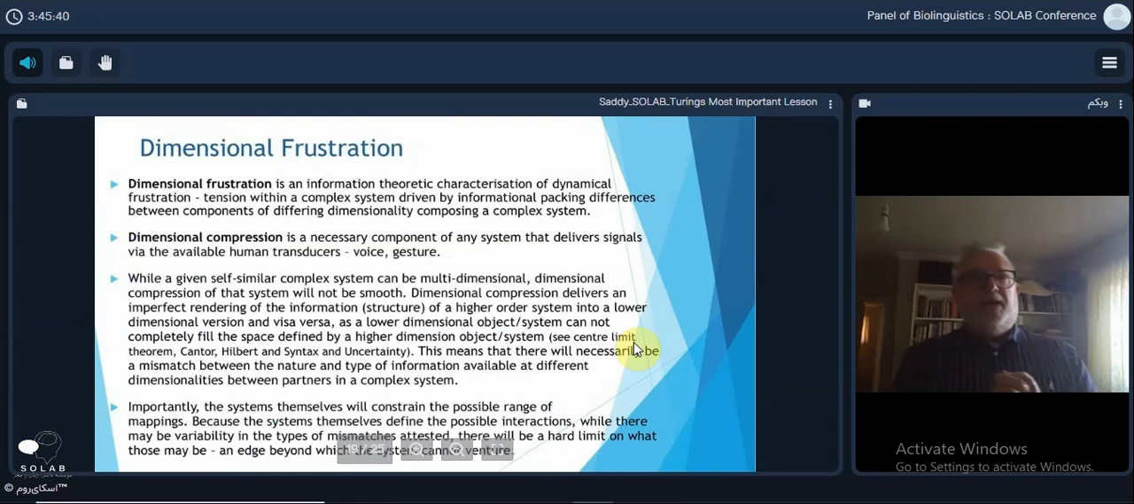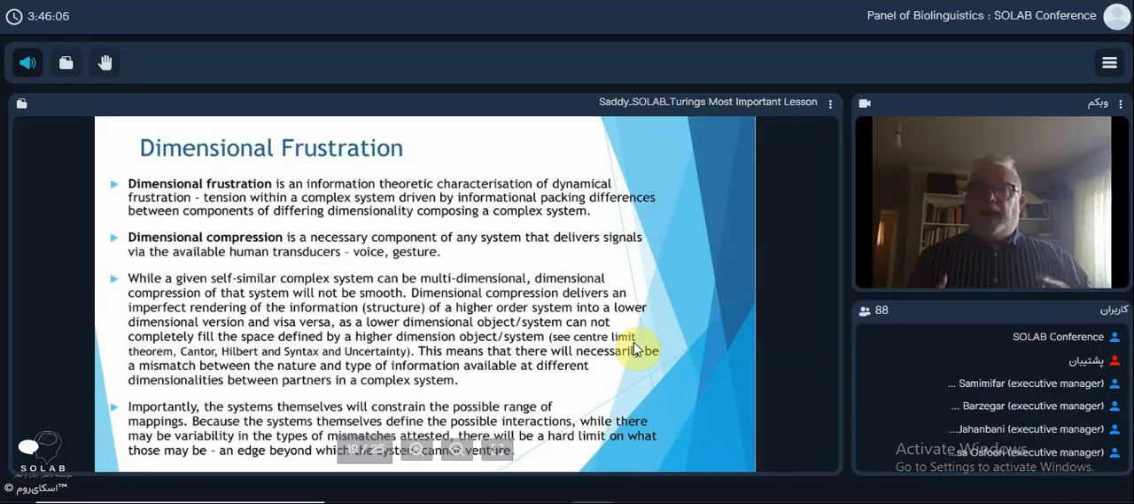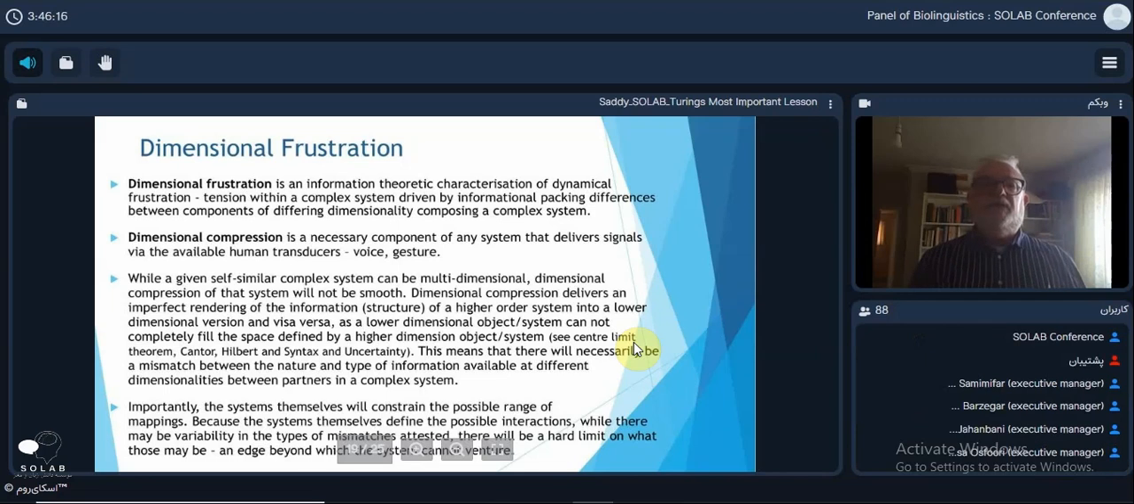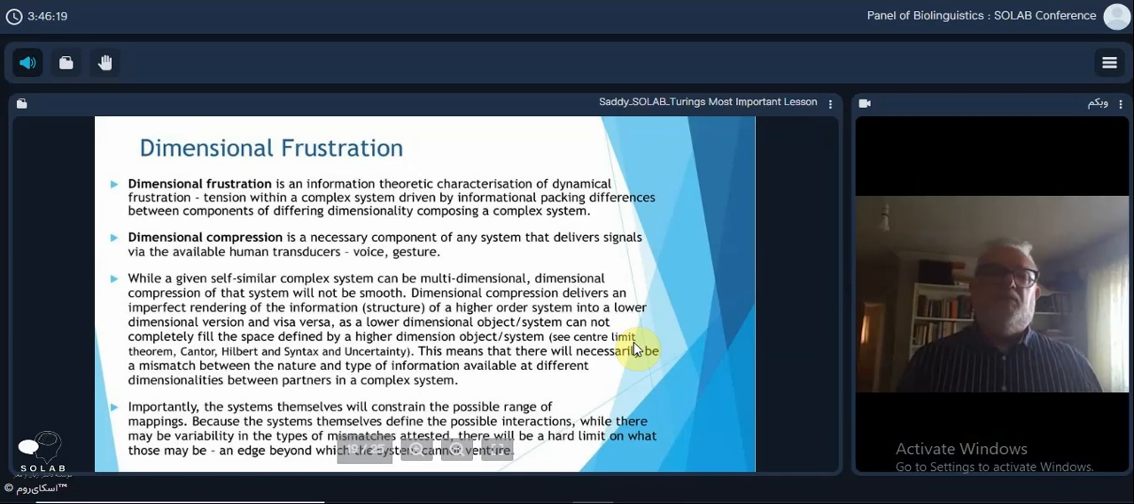Okay, so we've had a dynamic frustration. Let's introduce dimensional frustration. This is an information theoretic characterization of dynamic frustration. It's tension within a complex system driven by informational packing differences, density of information between components of differing dimensionality that compose the whole system. This actually turns out to be quite an important notion to get your head around. Dimensional compression is a necessary component of any system that delivers signals via human transducers. It's not only about humans, but we're concerned about humans. So voice and gesture, let's say.